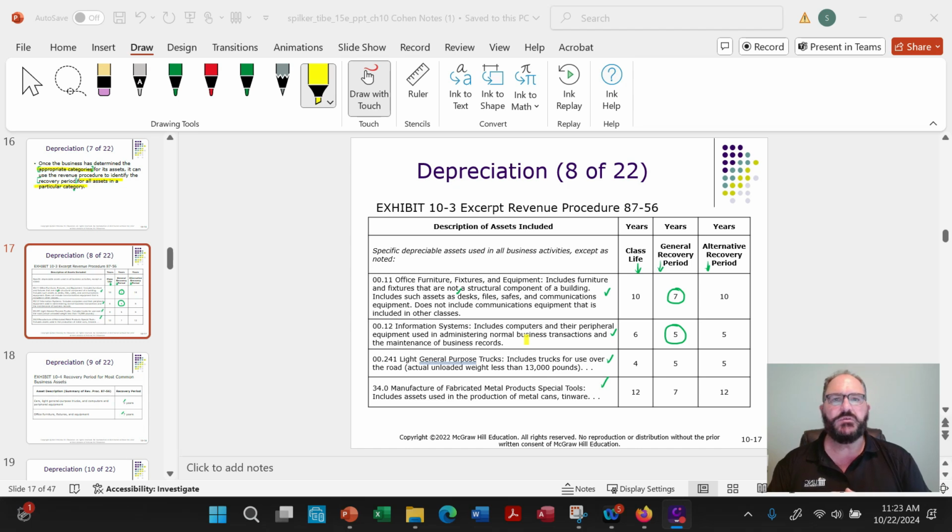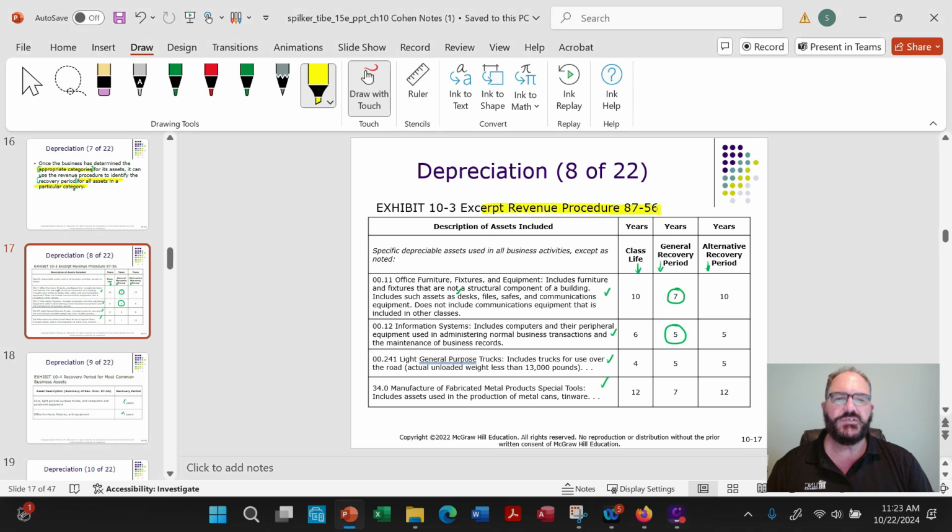All right, folks, part 2, chapter 10. So now we're going to take a look. Here is that Revenue Procedure 87-56. So notice what they do is they list a number of different assets. And what basically you have to do is to look to see where the asset falls in which one of these items. And again, this is only part of it.